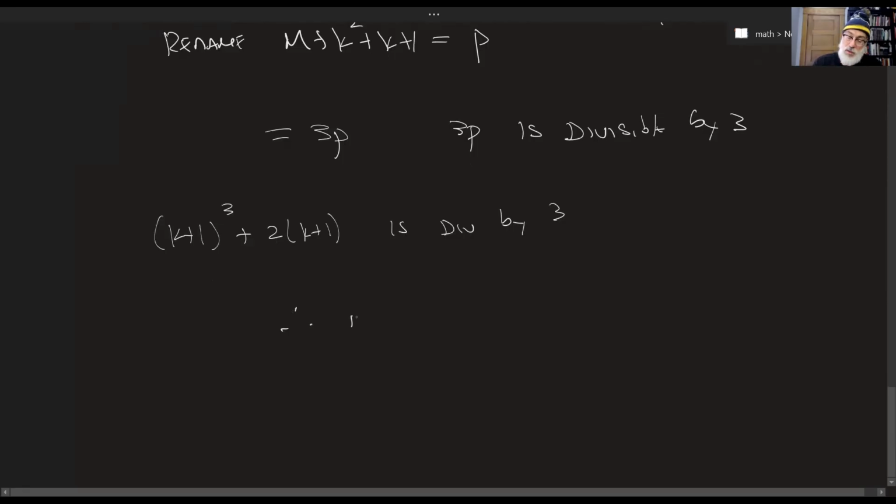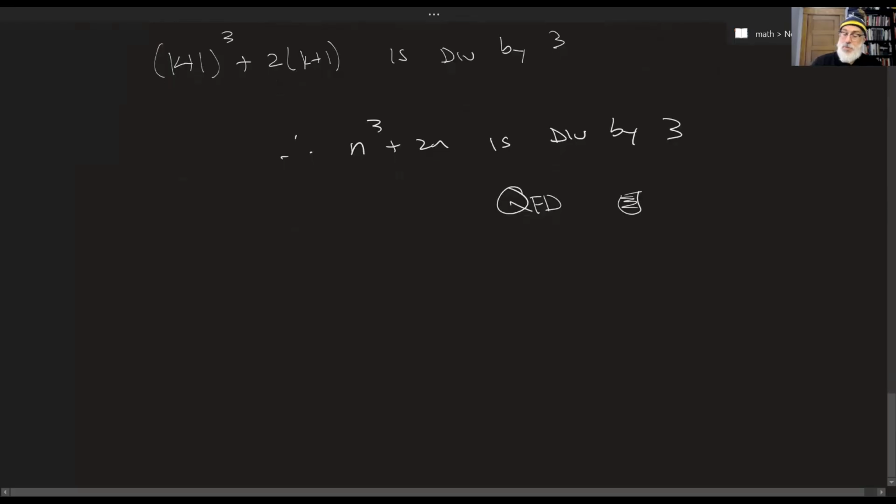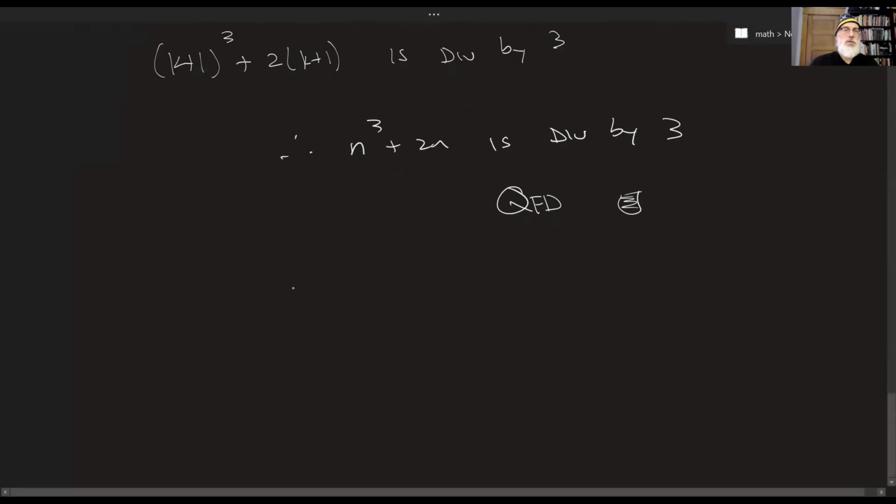Therefore, n cubed plus 2n is divisible by 3. I always write both things, QED or a box. I like the box. My boxes don't look like boxes when I write them, but that's it. That's the end of the proof. So like any induction proof, we had the base case, the inductive step, the induction hypothesis, then what we want to show, and then the steps to show it. So go back and review if you need to, but that's it.